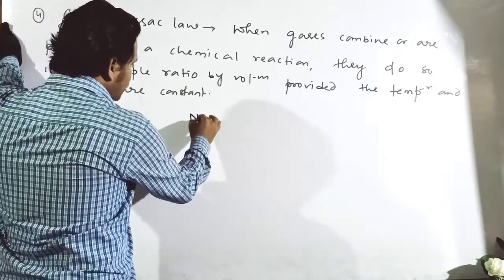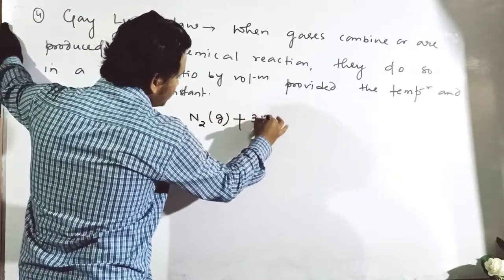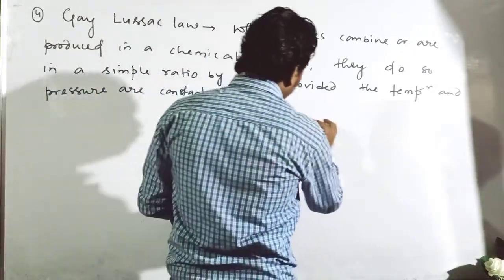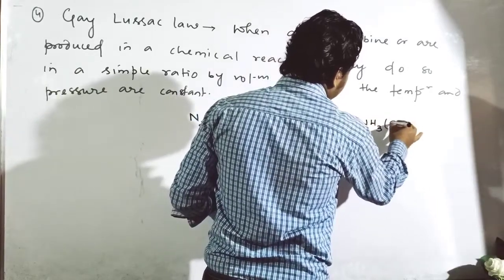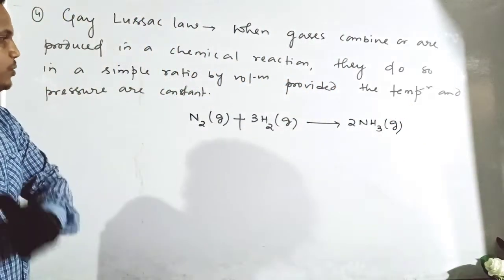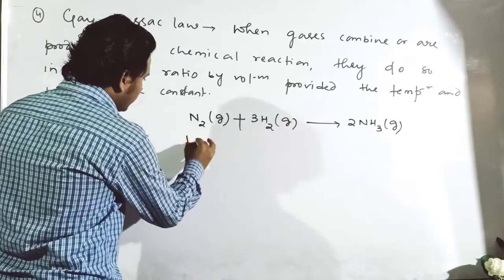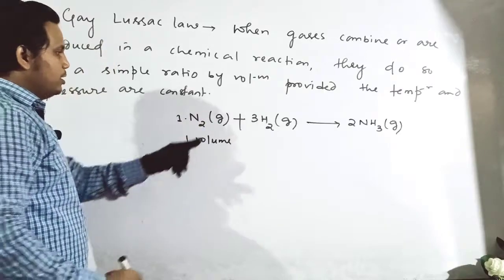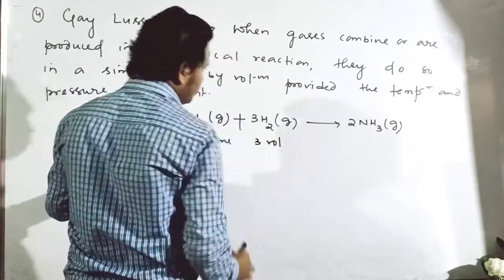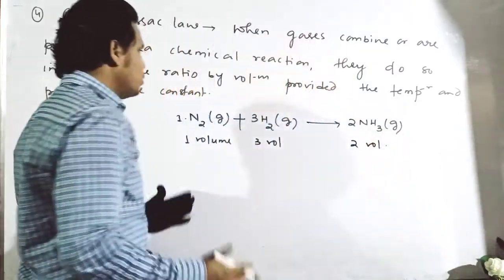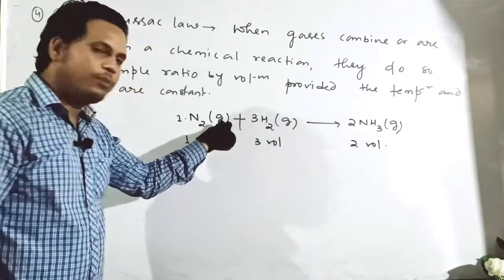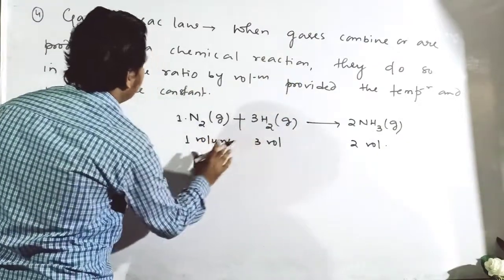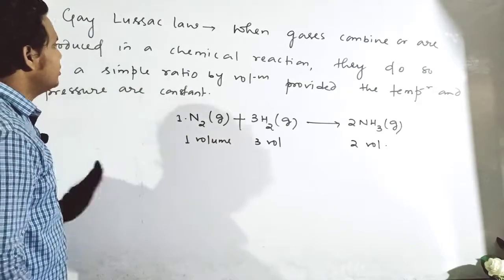Suppose nitrogen gas combines with hydrogen gas to form ammonia gas. Now see what is the ratio. This is one volume, this is three volume, and this is two volume. So when gases combine or are produced, they do so in the ratio of small whole numbers, a simple ratio by volume.